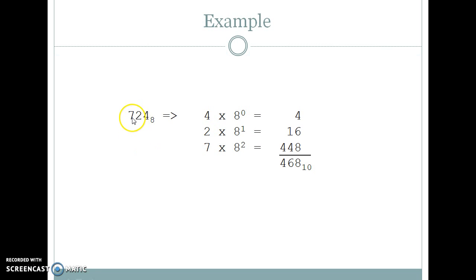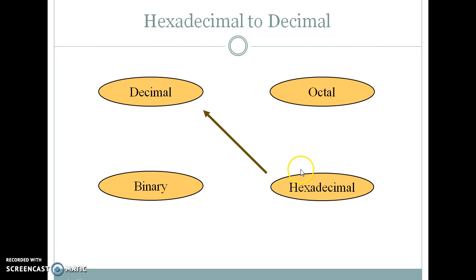For example, the number is 724. Here the weight for 4 is 0. For 2 the weight is 1. For 7 the weight is 2. We multiply 4 by 8 raised to power 0. We have taken 8 here because 8 is the base of the number which we have to convert into the decimal number system. We get the answers and finally add them. So 724 in the octal number system is equivalent to 468 in the decimal number system.